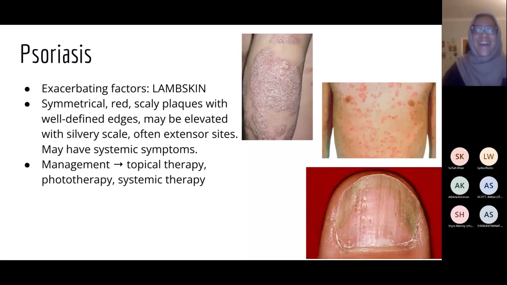With psoriasis, you would want to use stronger strengths of steroids, and you use them for longer periods. So with psoriasis, you would want to start off with your lifestyle measures and your emollients, and you do want to give them steroids.